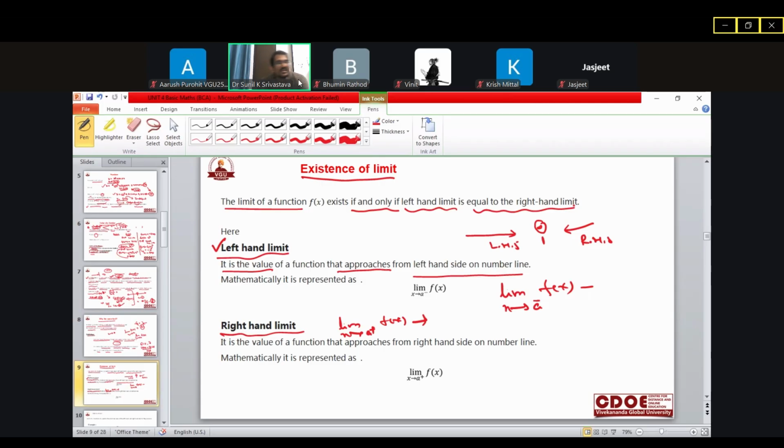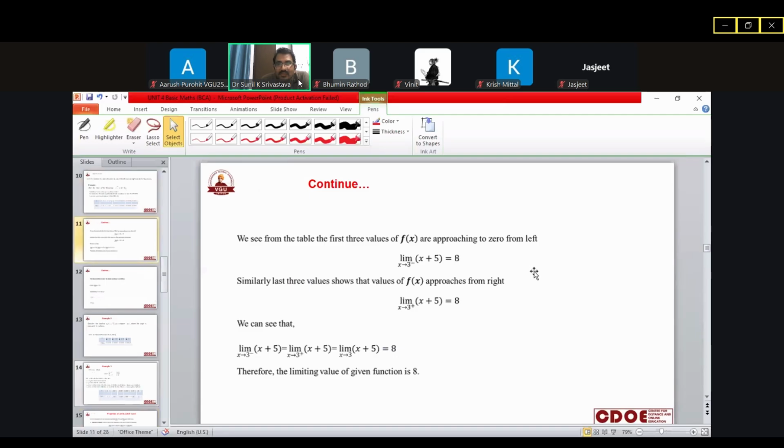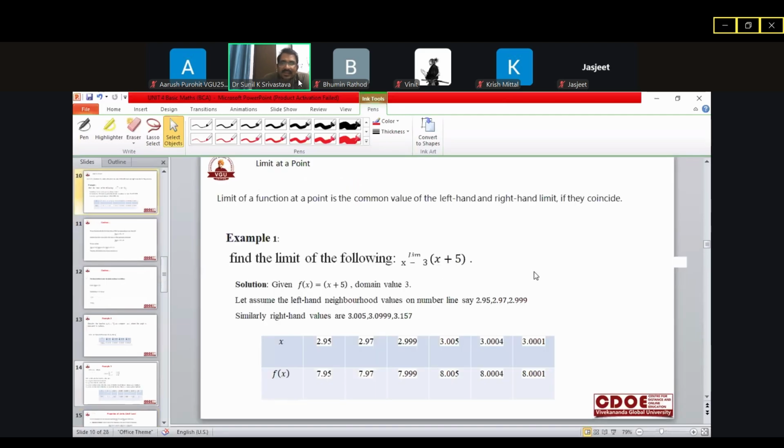If the left hand limit is equal to the right hand limit, in that case the limit of the function exists, and the value of that function would be the limit of that function. So we can approach the point from the left hand side, which is denoted as the left hand limit. We can also approach from the right hand side. We will take an example in the next slides and discuss how the value changes when you approach the point from the left hand side and then from the right hand side.